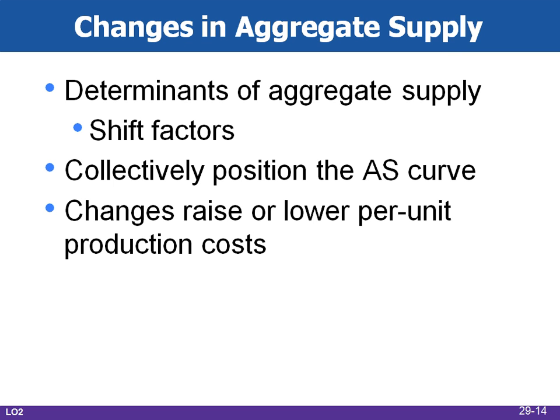Determinants of aggregate supply are the other things besides price level that can cause changes or shifts in the aggregate supply at each price level. Changes that reduce per unit production costs shift the aggregate supply curve to the right. Changes that increase per unit production costs shift aggregate supply to the left.